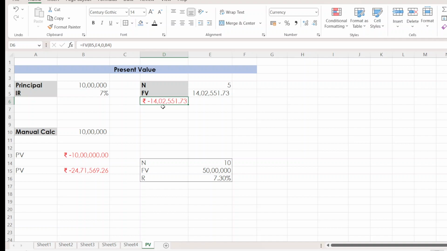It will largely be used for your investments, with a present value and what could be the future value. That sort of calculation, I can tweak it based on your requirement.